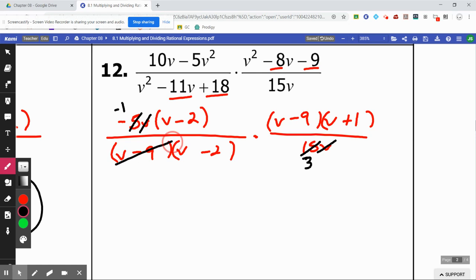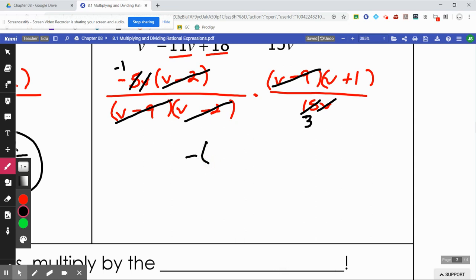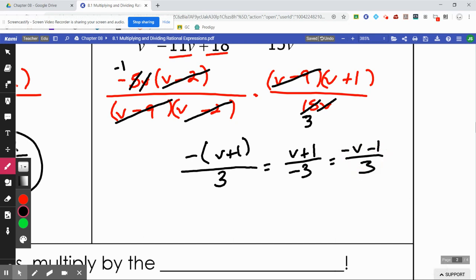Now the binomials, v minus 9s are gone, v minus 2s are gone. And all that you're left with is a negative 1 on top and a v plus 1. And on bottom, you are left with a 3. So we can distribute that negative 1 on top if we'd like to. So a couple of different ways you can write your answer. You could do this and move the negative to the bottom. There's one way. Or you could distribute the negative on top, negative v minus 1 over 3. Either one of these answers are fine.